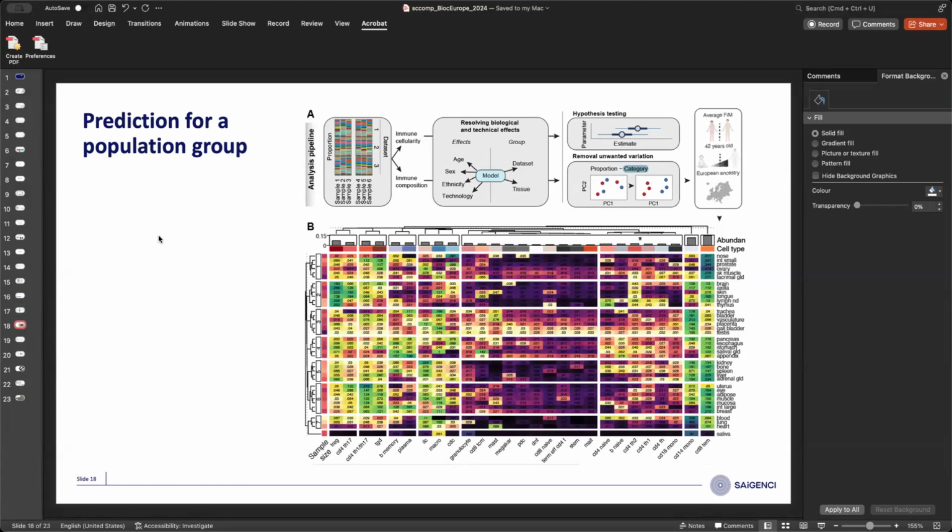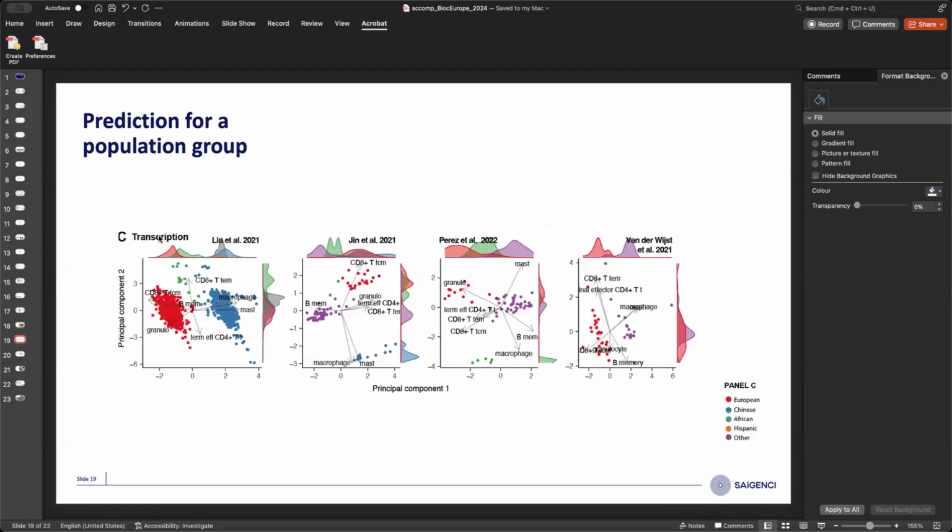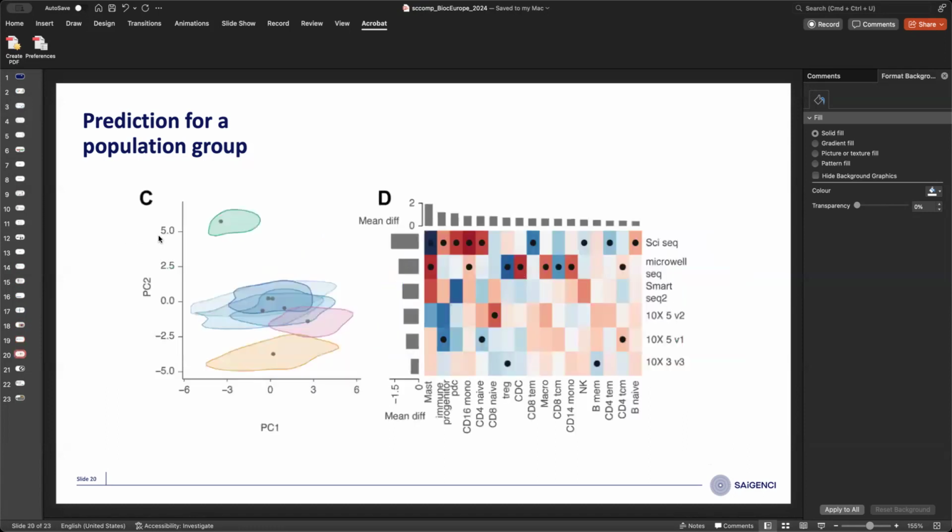And these are the abundances. As you can see, it's quite complex across organs and immune cell types. Here we are removing variation, just preserving the variability for ethnicity across 4 datasets, and we show that different ethnicity has quite different immune dynamics in a way. We have done the same for technology.